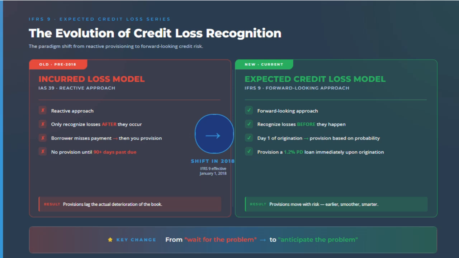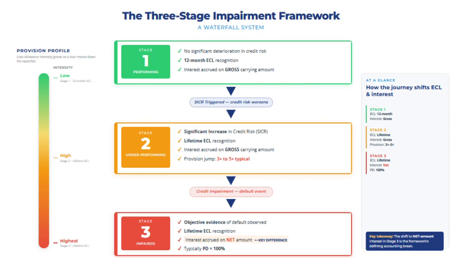Banks now move from being reactive to being predictive about the credit deterioration. And this is why understanding the IFRS 9 staging is so critical to modern banking. Now let's go through the waterfall system that governs the IFRS 9 credit loss recognition. Understanding this flow is essential, and it's how every loan moves through the impairment framework.